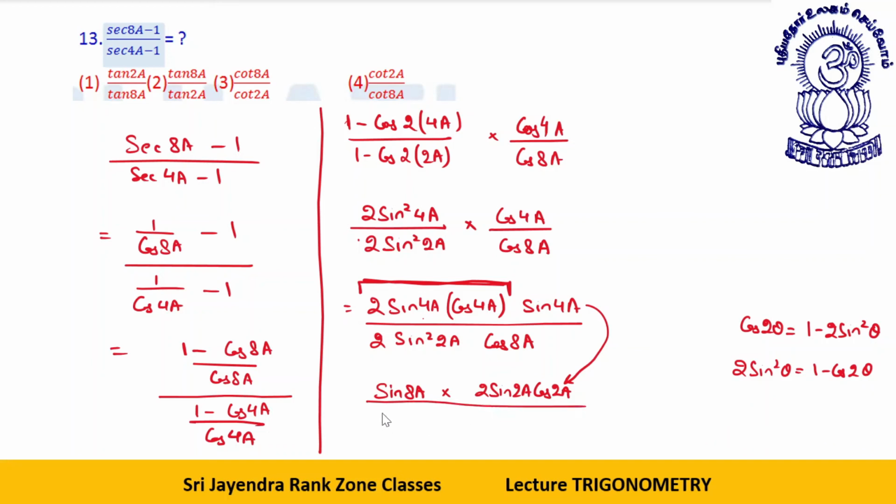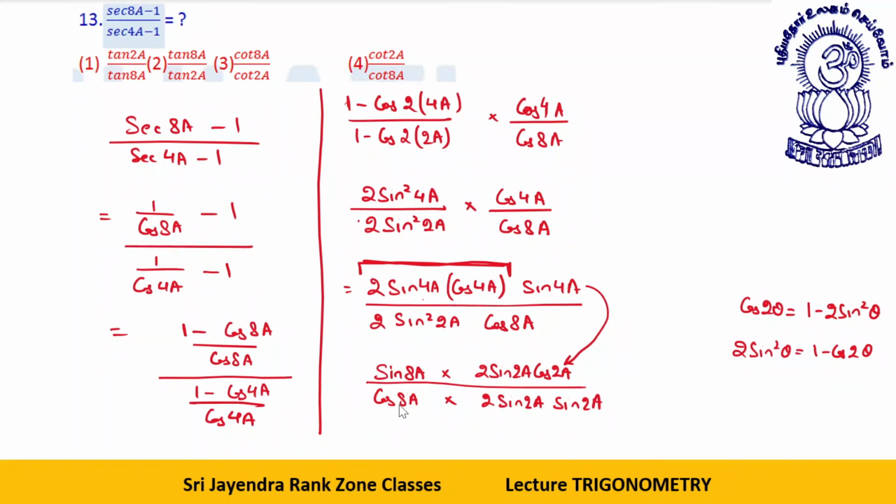In the bottom I have a 2, let me say cos 8a. I write this as cos 8a. Then I have a 2 sin square 2a, which means 2 sin 2a into sin 2a. The 2 and 2 will cancel, sin 2a will cancel. You will be left with only sin 8a by cos 8a, which is cot 8a. Then I have sin 2a by cos 2a, that you can say is tan 2a.